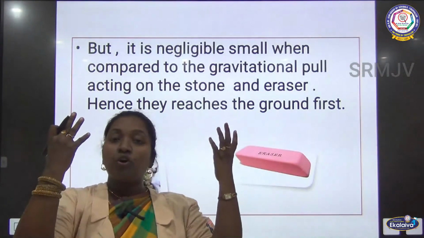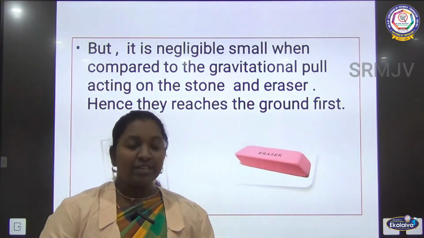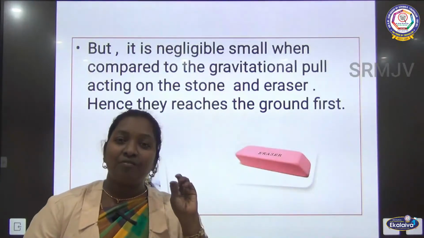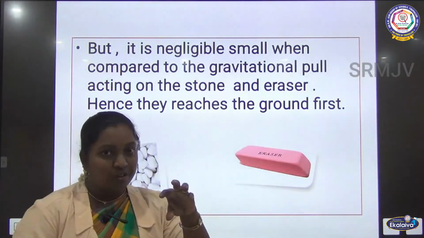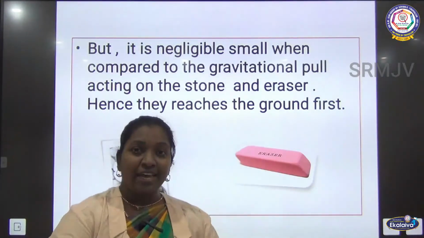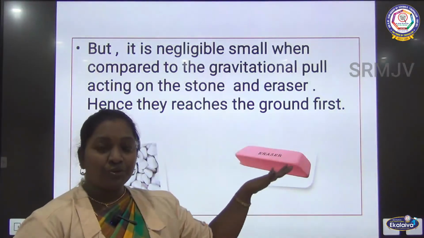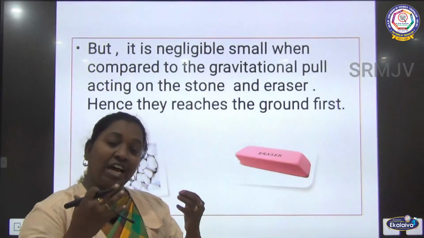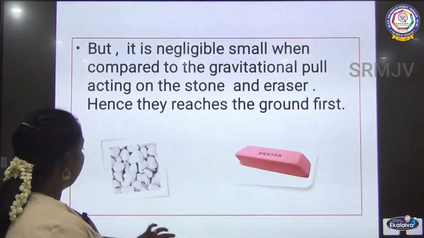When we throw any object, all will fall down due to gravity. In the case of stone and eraser, along with gravity, the air also resists with some force, but that is negligibly small. So which is acting more? Gravitational pull is acting on it more, so it falls down easily and they reach the ground first. Since air resistance is negligible, the gravity pull acts on it quickly, so they reach the ground simultaneously.